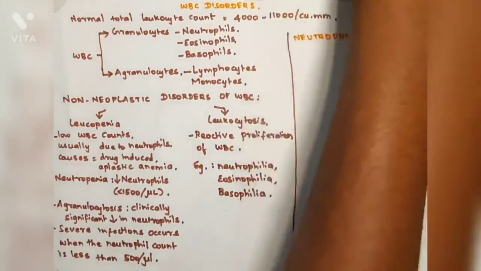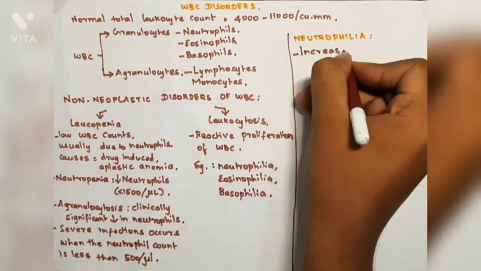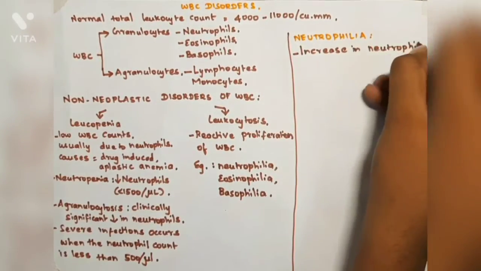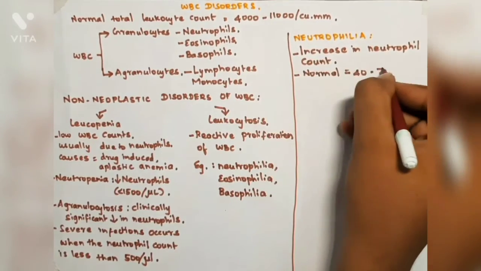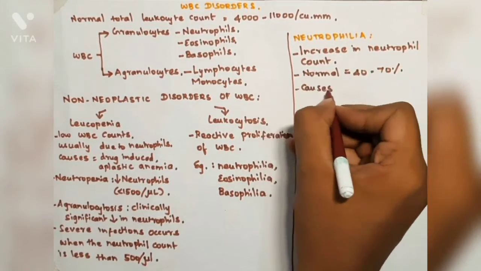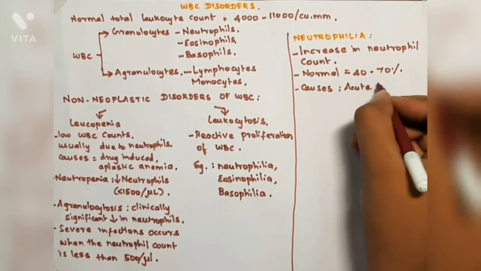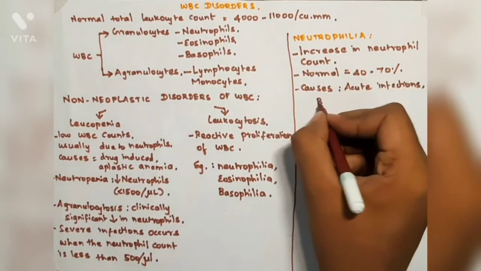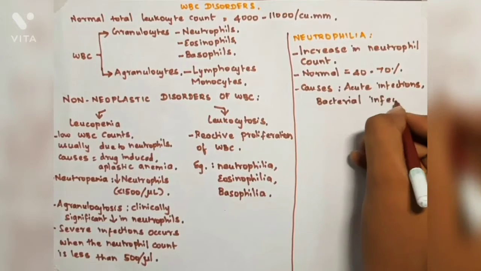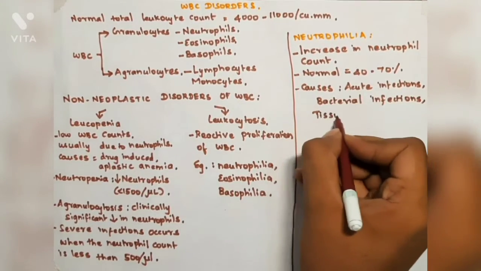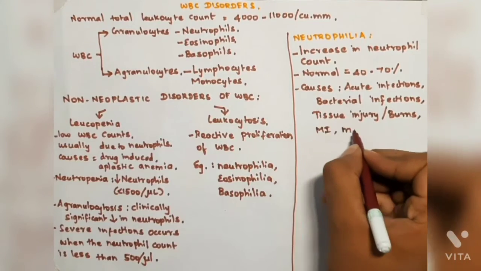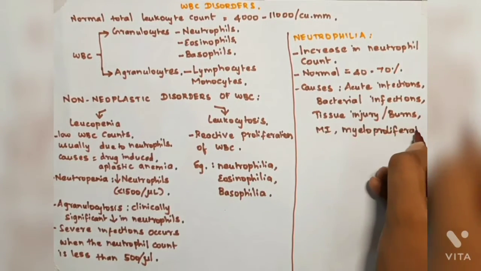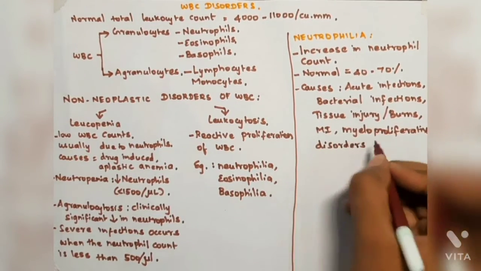Neutrophilia: increase in neutrophil count. Normal is 40 to 70%. Causes: acute infections, bacterial infections, tissue injury or burns, MI, myeloproliferative disorder like CML.